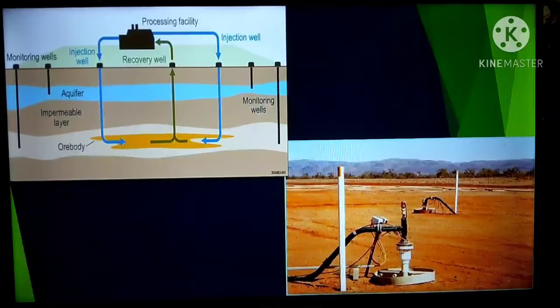And then, when the ore body is being dissolved or weakened in the soil or in the rocks, the recovery well will sip it up for the processing of the chemicals or the minerals that are being mined.